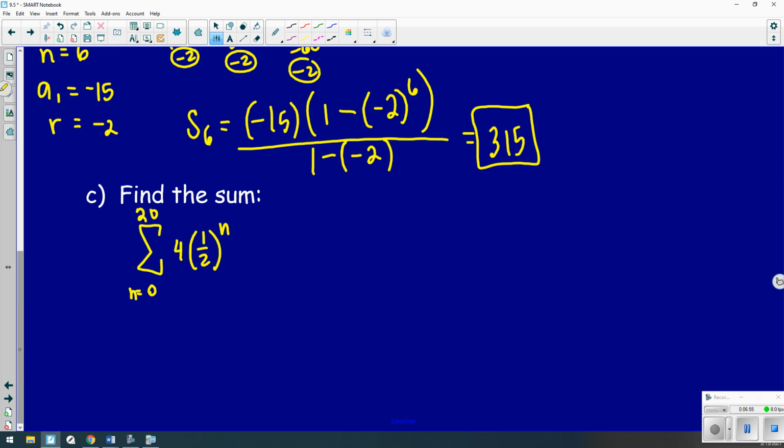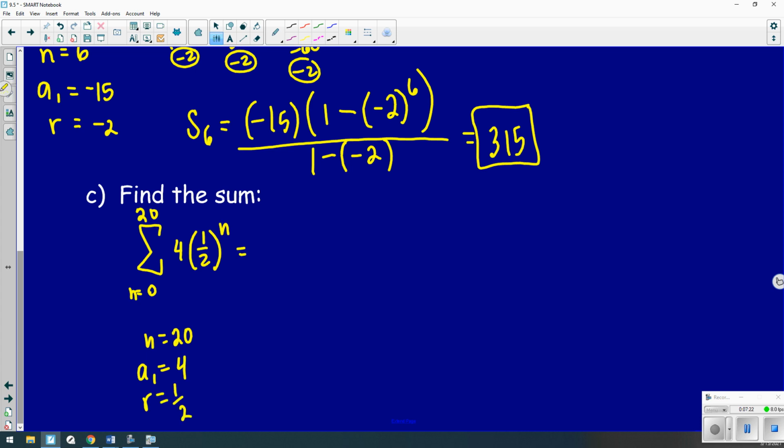All right, so it looks like I've got 20 terms. The 0th term, well, actually, the 0th term would technically be 4. So if I didn't multiply by 1/2, I'd start with 4. And then all the way up to the 20th term. So I've got 20 terms. My first term, a sub 1, is 4. My common ratio is 1/2.